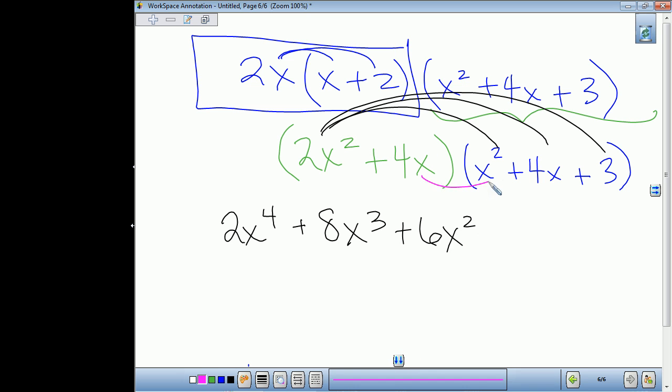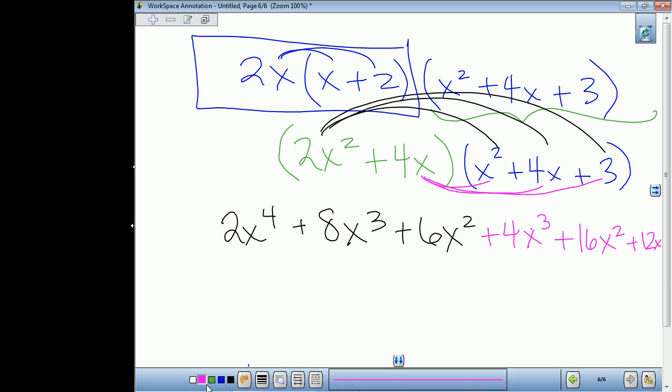Now let's do the second one through. So 4x times x squared is 4x cubed. Good. 4x times 4x is 16x squared. And the last one, 4x times 3 is 12x.